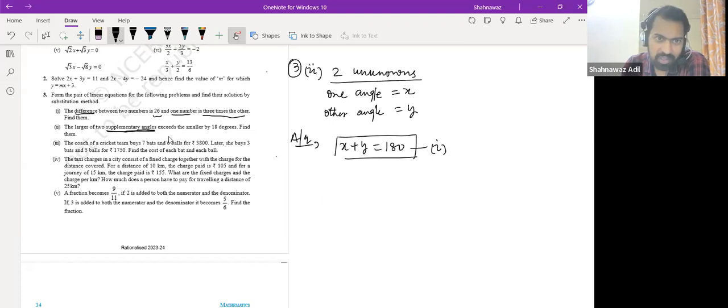And what is the other? The larger exceeds the smaller by 80. So how can we represent this? Let's say that x is the larger. So x would be equal to y plus 80. So this is larger, right? How can we make the smaller one equal? So we'll have to minus or plus.